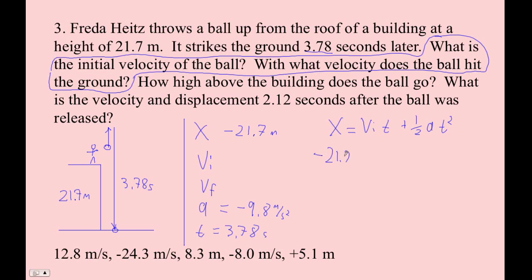Negative 21.7 is some initial velocity times 3.78, plus 1/2 times negative 9.8, and then times 3.78 squared. Now to solve this, I'm going to make this thing into a number here. So 0.5 times negative 9.8 times 3.78 squared. That's negative 70.013.